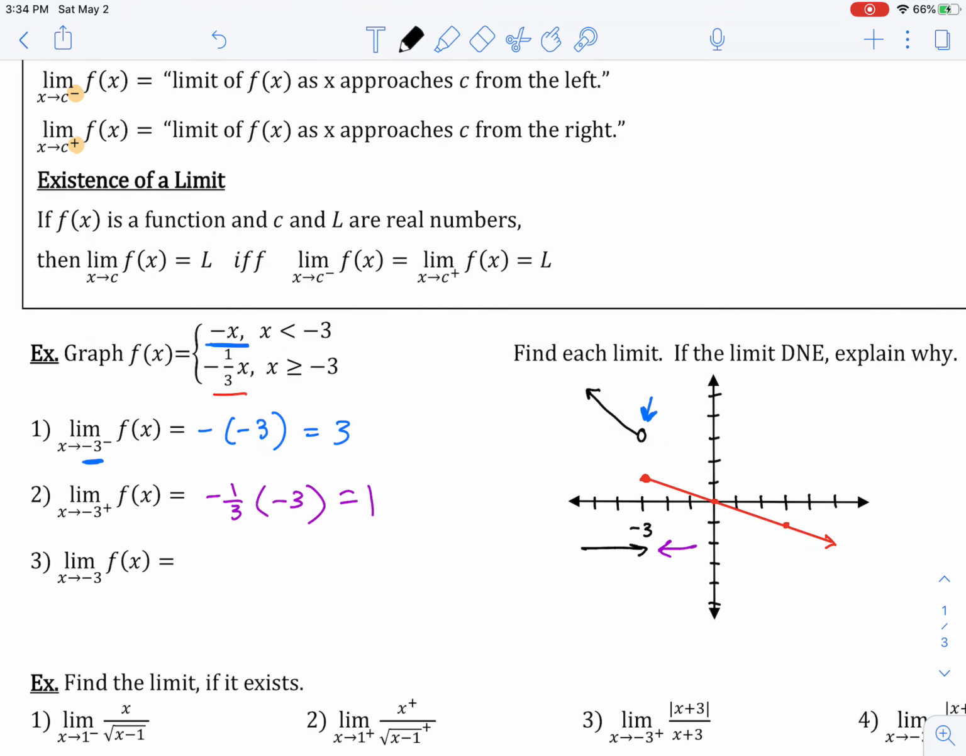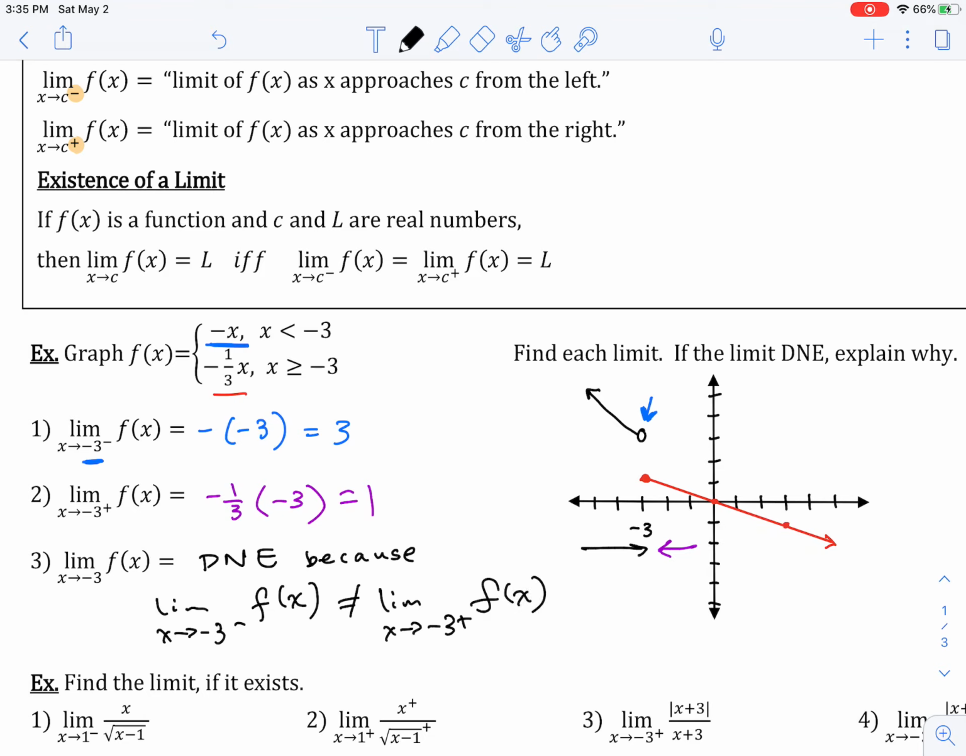So to finish this off, what is the limit of this function as x approaches -3? And the answer is, it doesn't exist. We can write DNE because, and let's write our justification for this, the limit as x approaches -3 from the negative side is not equal to the limit as x approaches -3 from the positive side.